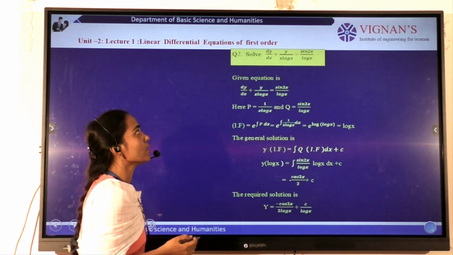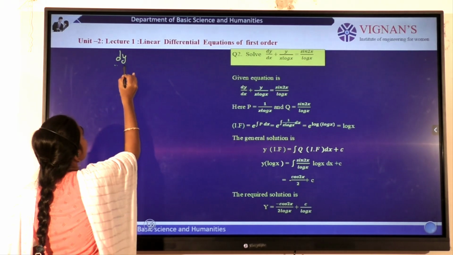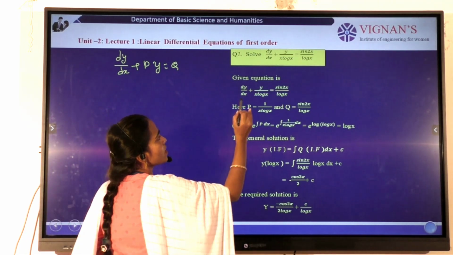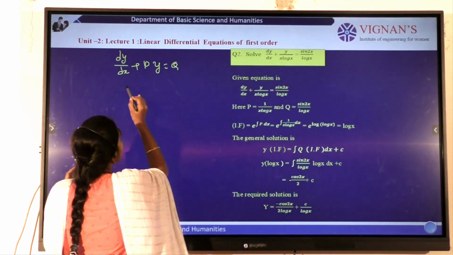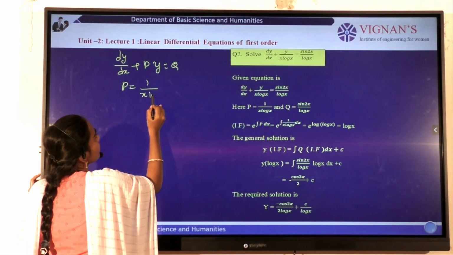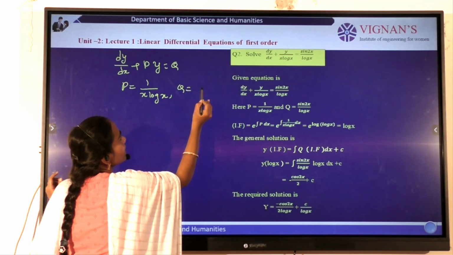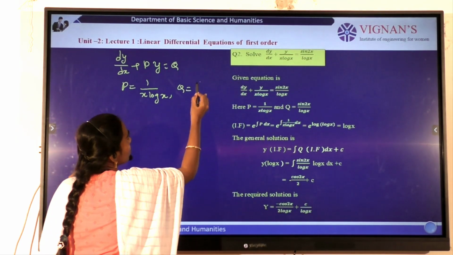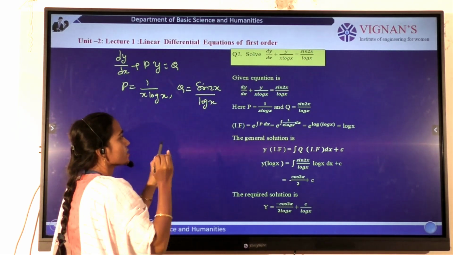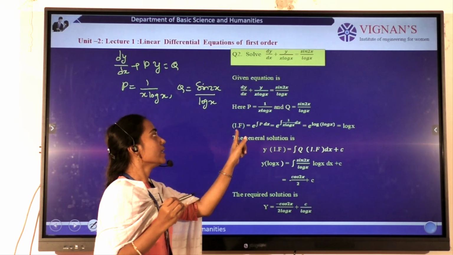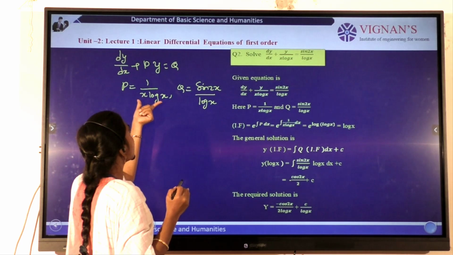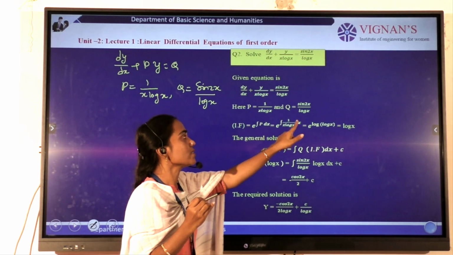Now compare with the general form, dy by dx plus p of x into y is equal to q of x. After comparing, we have p is equal to 1 by x log x and q is equal to the right hand side part, sin 2x by log x. Next, we need to find the integrating factor. Integrating factor is e power integral p dx, which is e power integral. What is our p? Our p is 1 by x log x dx.